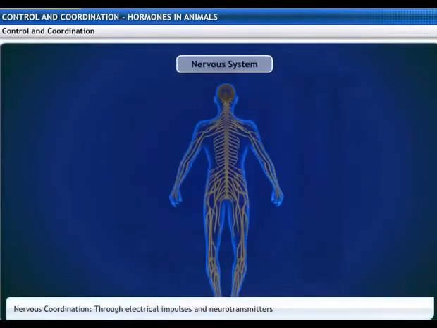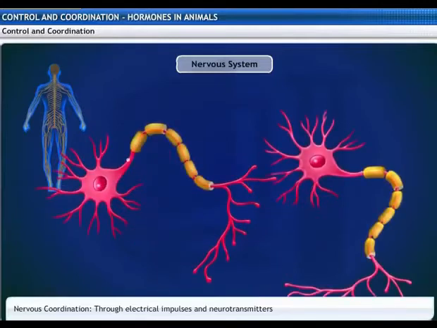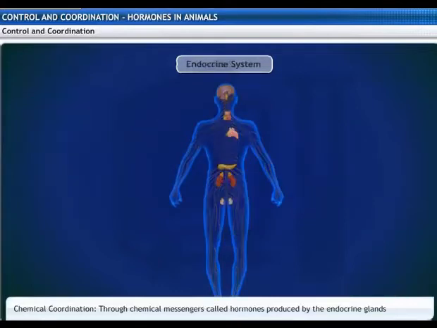In the nervous system, electrical impulses are transmitted through the nerves, which are composed of neurons. A neuron acts fast, but only for a short time. In the endocrine system, chemicals called hormones are secreted by the glands into the blood. The action of a hormone is slow, but lasts for a longer duration of time.